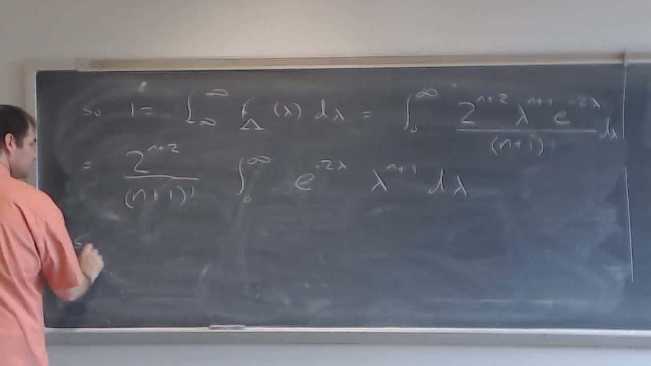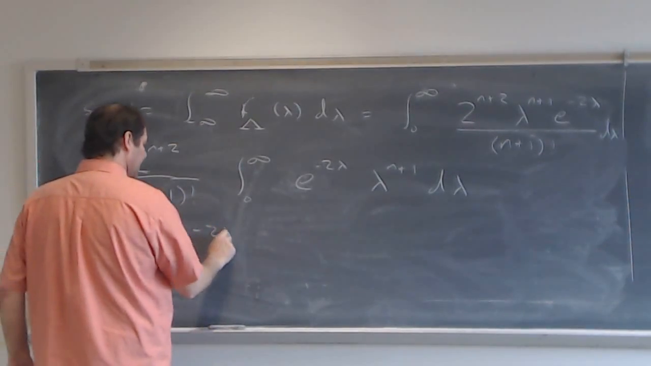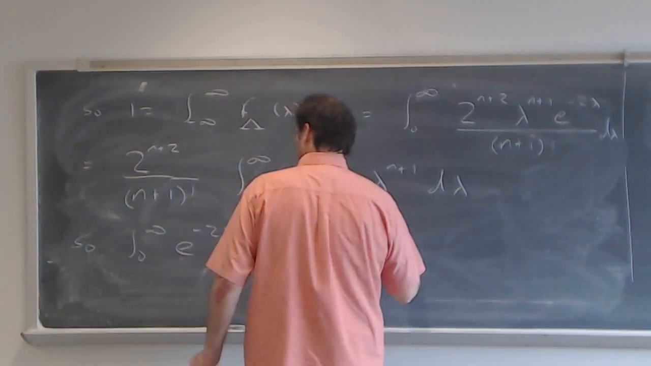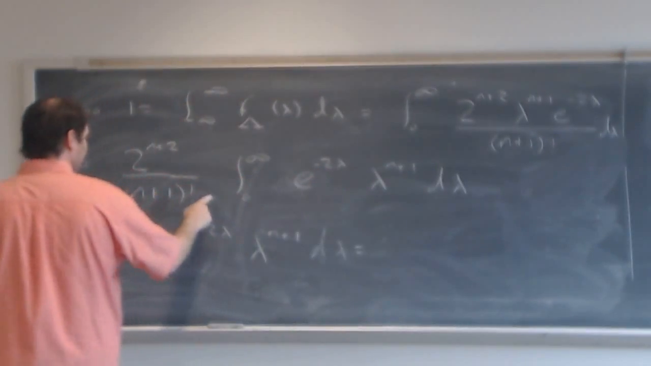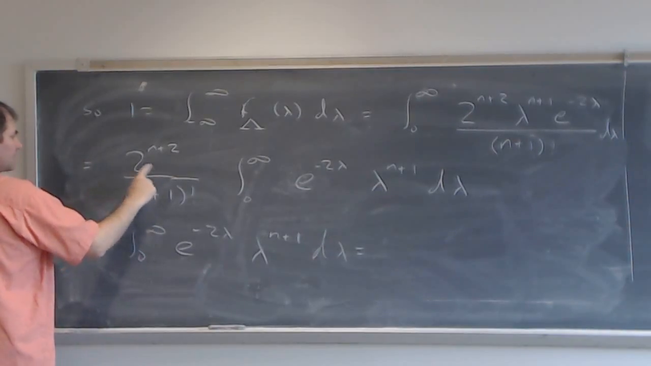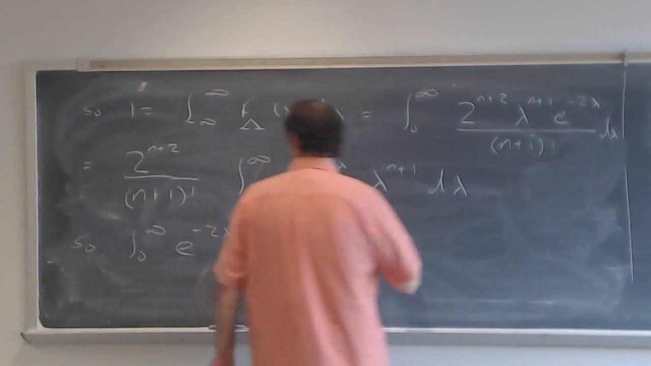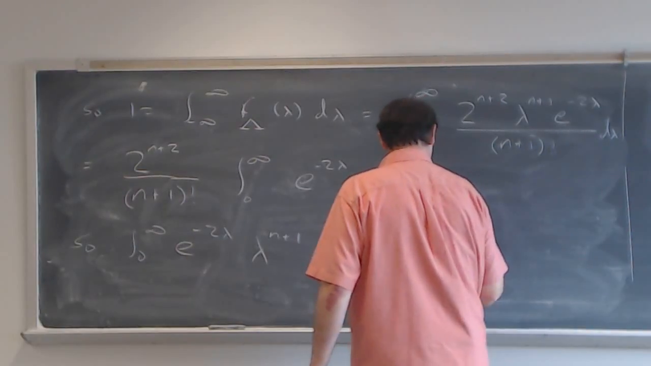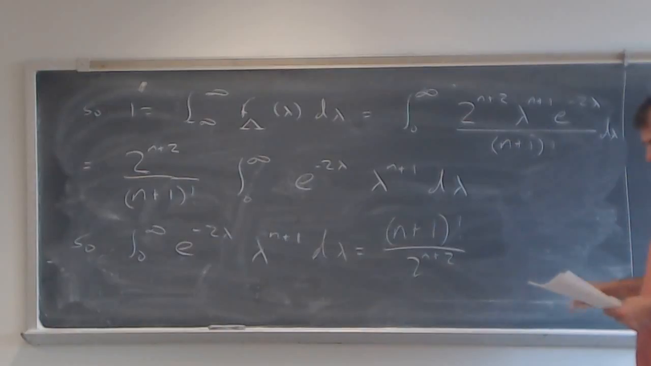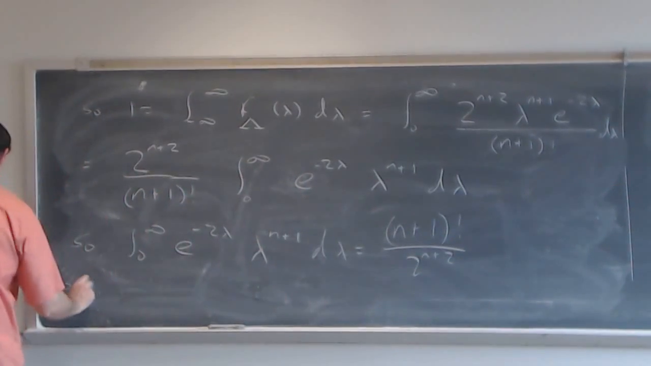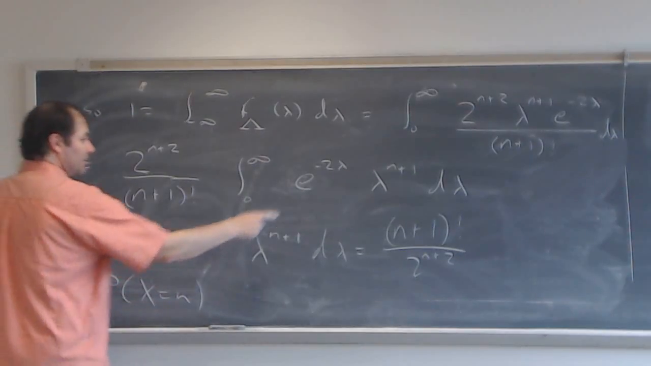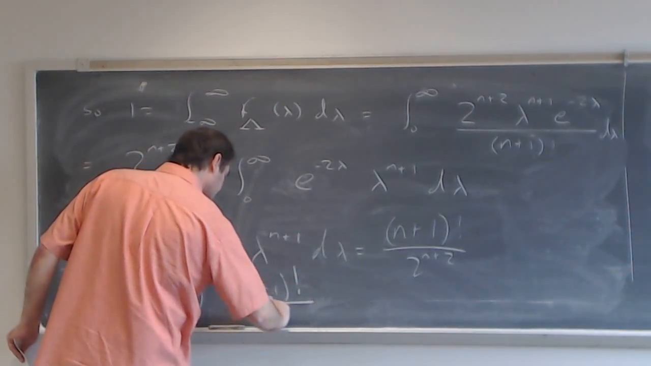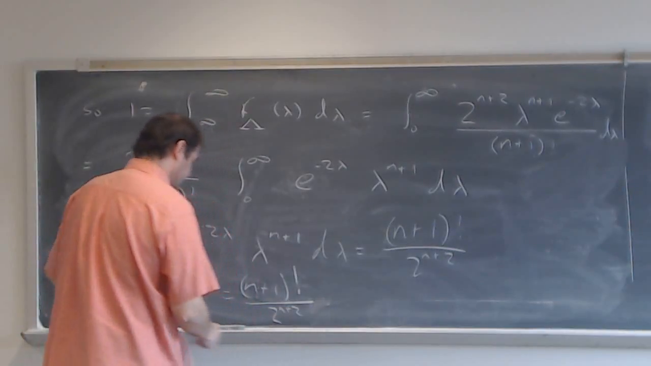So this says the integral from 0 to infinity of e to the minus 2 lambda, lambda to the n plus 1, d lambda is equal to, well, if I solve for this part, I'd have to get rid of this. Remember, this whole thing is equal to 1. So I'd multiply by n plus 1 factorial over 2 to the n plus 2. All right, and that gives us our answer. The probability that X is equal to n, which we computed, was just this integral, and that's equal to n plus 1 factorial over 2 to the n plus 2. That's the answer.